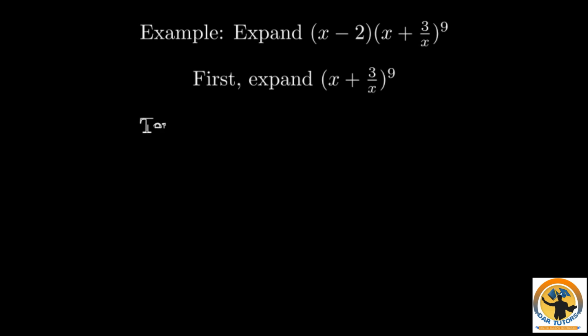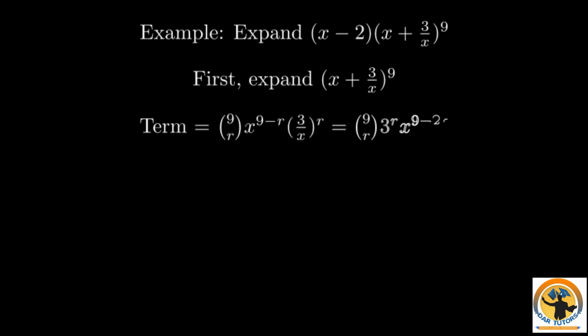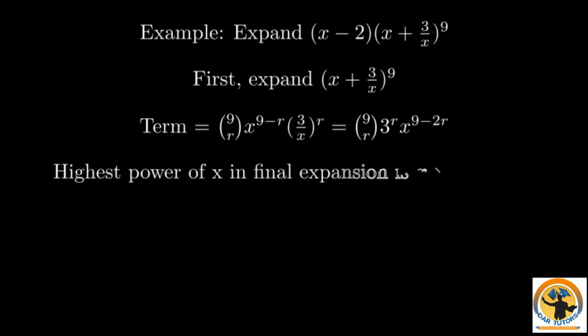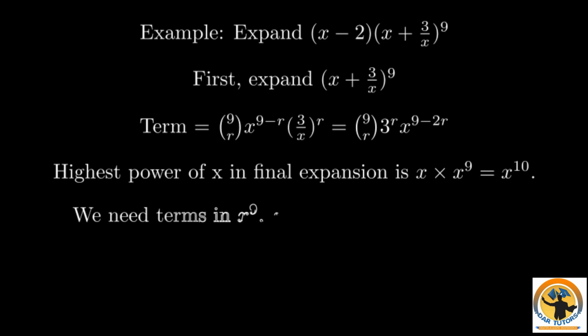Let's expand (x plus 3 over x) to the power of 9. The general term is 9 choose r times x to the 9 minus r times (3 over x) to the r. We need the first 5 terms in descending powers of x. This means we need the terms with the highest powers of x. The highest power of x in the final expansion will be x times x to the 9th, which is x to the 10th. The next highest will be x to the 9th, and so on.